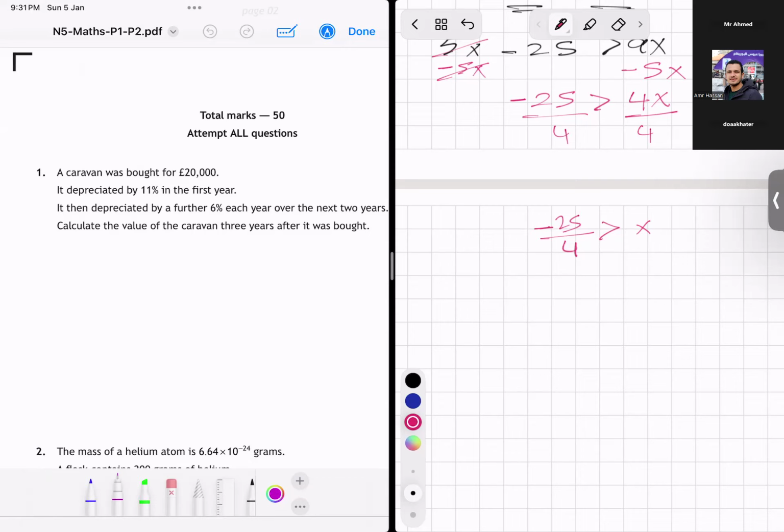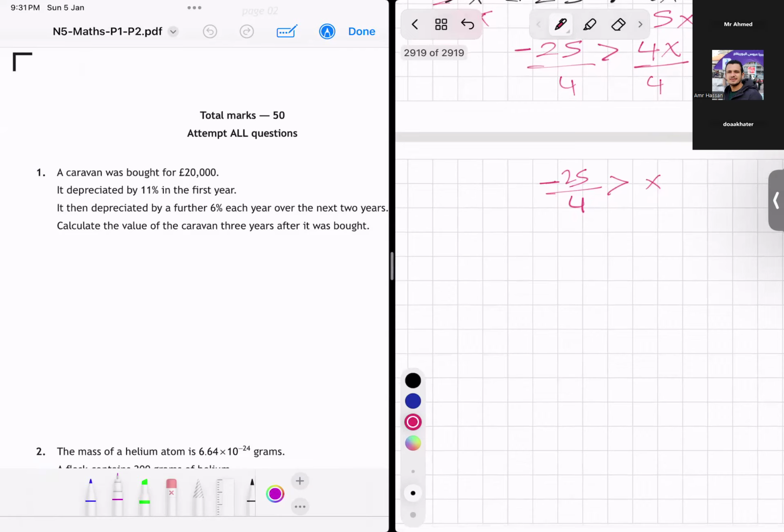Okay, so these I already did. This one was 11%, you just take away 11%. Yeah, you're right. And then you take away 6%. You take away 12%. Yeah, you're right. You take away 2,200, and then you take away.